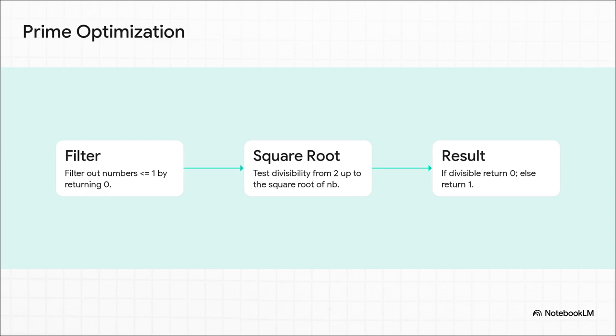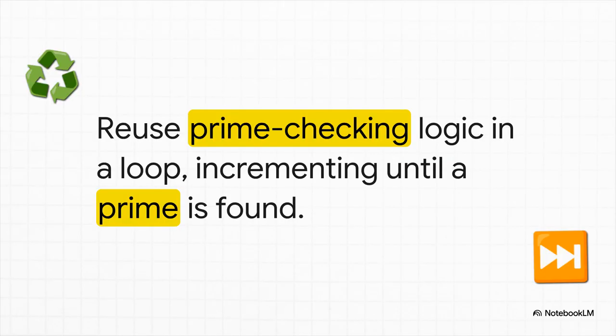So, Step 1. Filter out those numbers less than or equal to 1. Step 2. Create a loop starting at 2 and keep it running as long as your iterator times itself is less than or equal to your target. If the target modulo the iterator equals 0 at any point, it's composite, return 0. But if that loop finishes clean without any hits, return 1. You've got a prime.